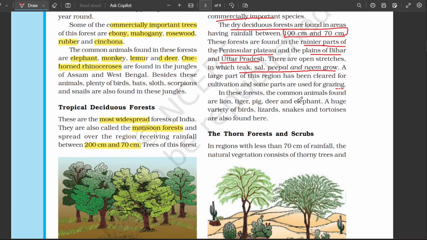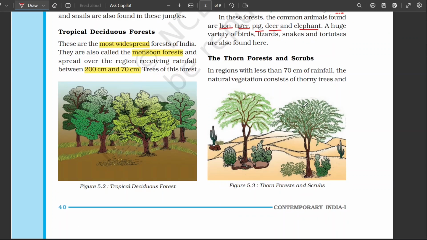In these forests, the common animals found are, now common animal fauna is lion, tiger, pig, deer, elephant. A huge variety of birds, lizards, snakes, and tortoises are also found here. The thorn forests and scrubs. In regions with less than 70 centimeter of rainfall, the natural vegetation consists of thorny trees.